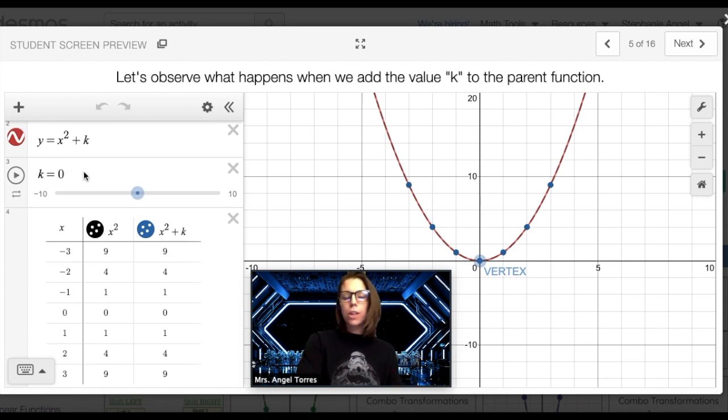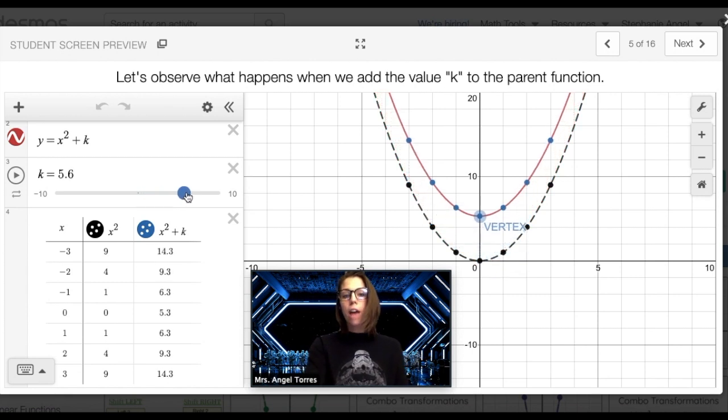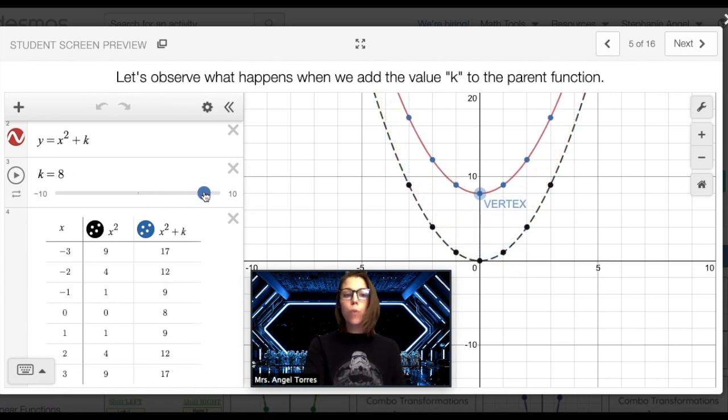Right now, the value of k is 0, which means I'm not adding anything onto it, and my new function looks identical to my parent function. But what happens if I add a positive value to it? As you can see in the graph, all of our points are shifting directly up that number of units. And in the table, you can see the same change. If I add 8, all of my outputs will increase by a value of 8. In the graph, everything is shifted up 8 units because now I have 8 more as the output than I originally did.